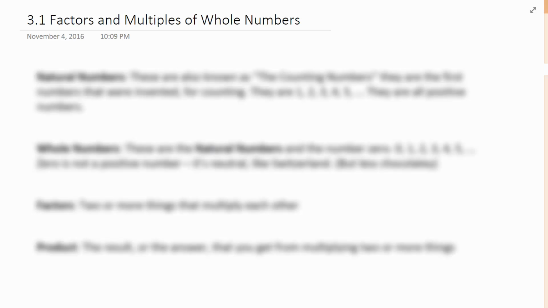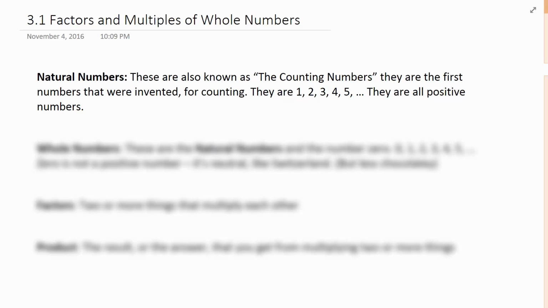So first of all, I wanted to identify what are whole numbers, and before I can talk about whole numbers, I have to back up and say what are the natural numbers. So the natural numbers are also known as the counting numbers. They're the first numbers that were invented for purposes of counting, and they are 1, 2, 3, 4. You get the picture. They're all positive numbers used for counting. Then we have the whole numbers. Now these are essentially just the same as the natural numbers, but with one extra number added in, that number being 0. So we have 0, 1, 2, 3, 4, 5.